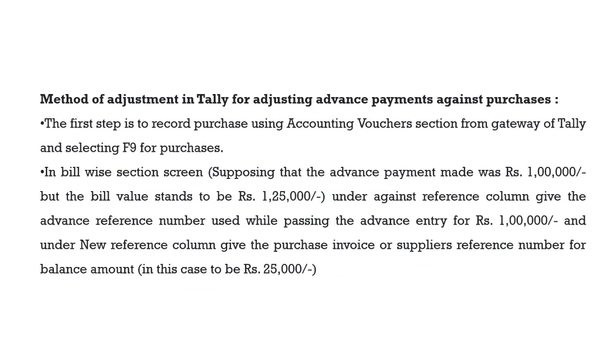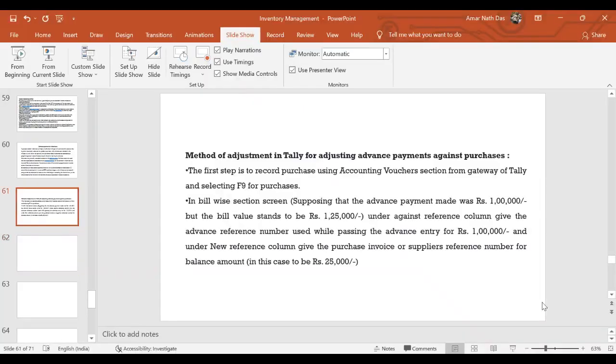The method of adjustment in Tally for adjusting advance payments is this example. I will try to solve this example in my next class, and definitely we will try to cover the advance payment. Then we will cover bank reconciliation statement, then budget and budgetary control. Finally, we will cover GST, payroll, and TDS. Actually, GST, payroll, TDS are three huge chapters, that's why I try to cover them at the end.